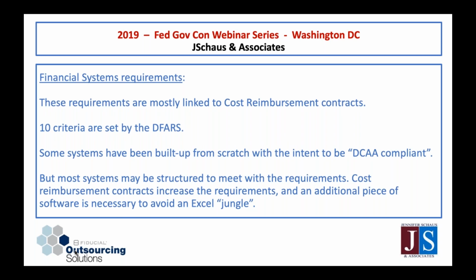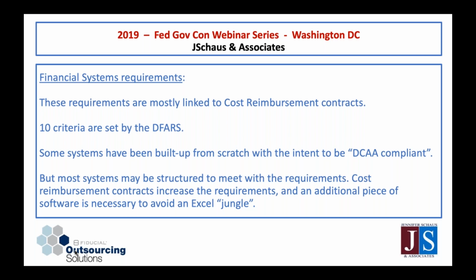Financial systems requirements. Here we talk mostly about cost reimbursement contracts. The question may already be asked for other types of contracts. There is a set of 10 criteria set by the DFARS. And here, some systems have been built up with the intent to be DCAA compliant from scratch. That gives you a pretty easy entry into the DCAA business, but obviously their cost is adapted to that status.